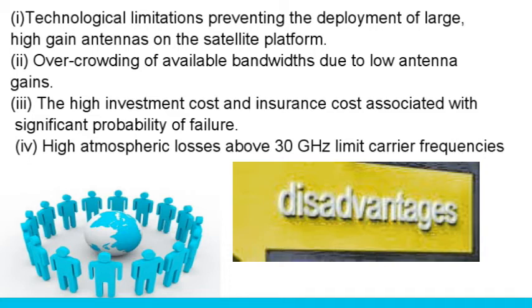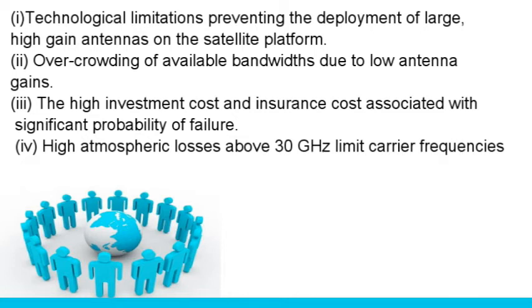Now when there is overcrowding, the server lags down. The high investment cost and cost of insurance. Since it is expensive, the insurance and the cost will also be higher. Next is high atmospheric losses above 30 gigahertz. So this can be a simple question that can be asked. High atmospheric losses above 30 gigahertz limit. So those are the basic disadvantages of a satellite.